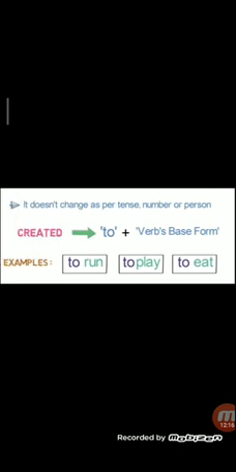Come on, your flight starts. Take off karte hain hum log. Chalo. It is created with a verb of a base plus to the verb. To run, to play, to fly, right? To stay, to jump. So it is always with to. So it is infinitive.